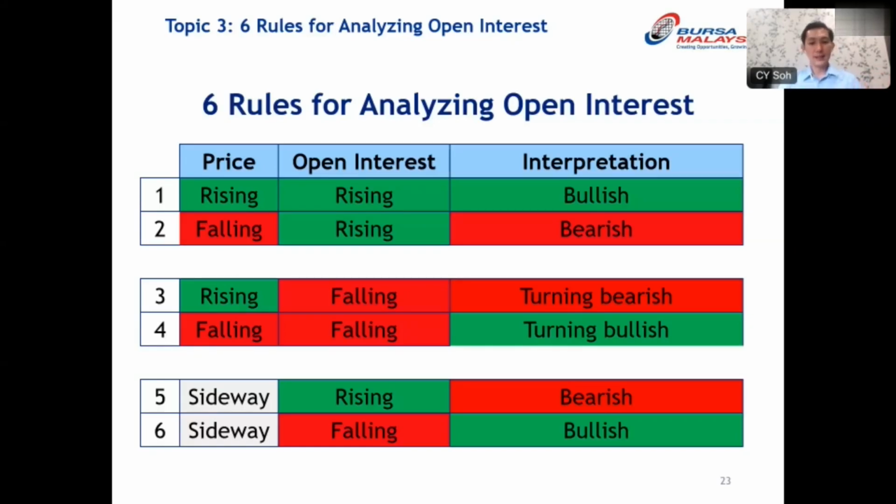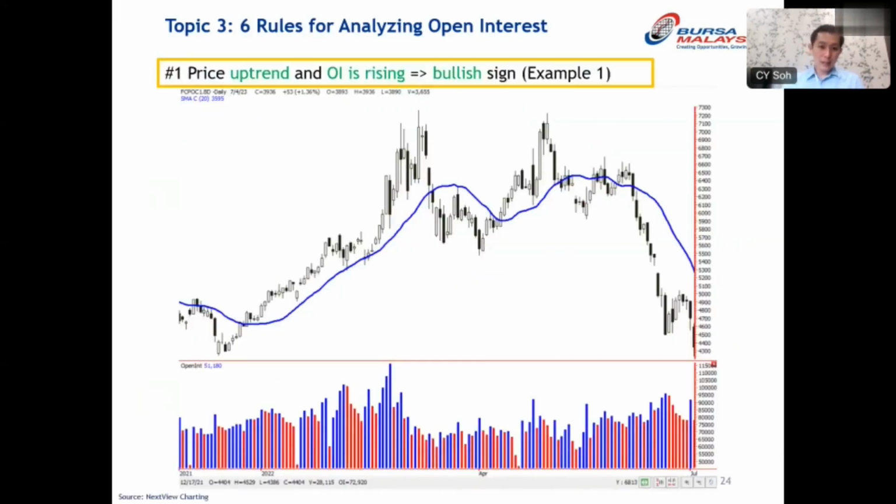Number 5 and number 6 are difficult to interpret. So let's have a look at rule number 1 first. Of course, the first rule: when price goes up and open interest is rising, it indicates a bullish sign.